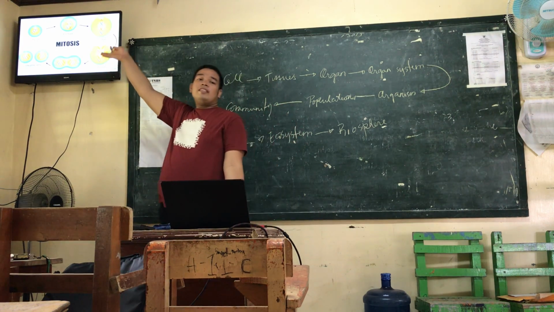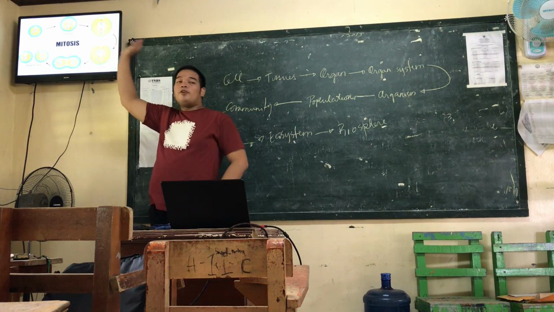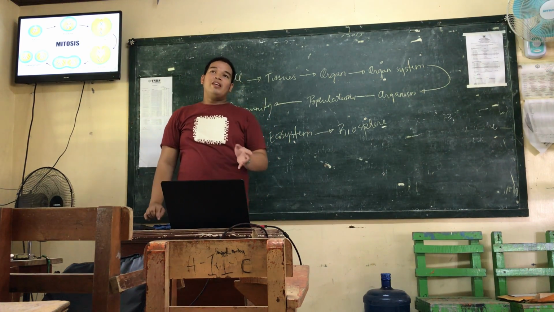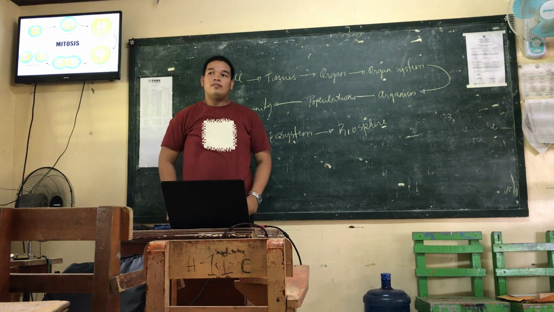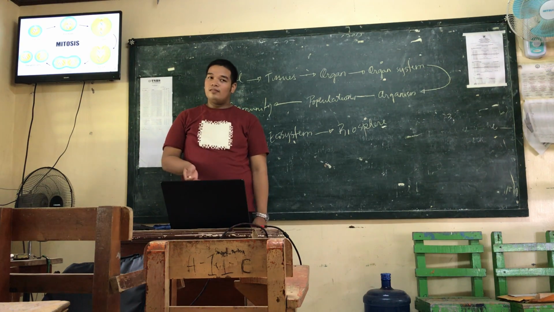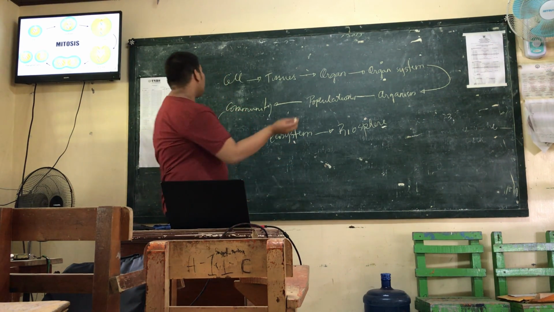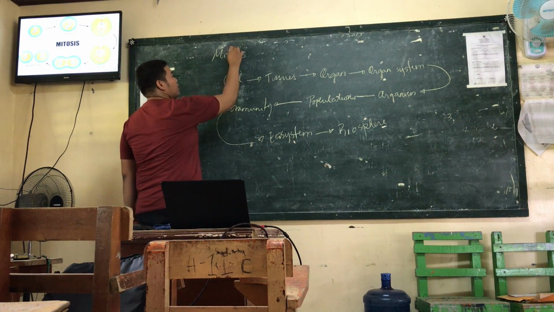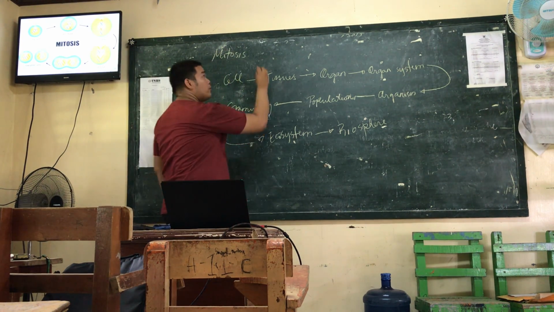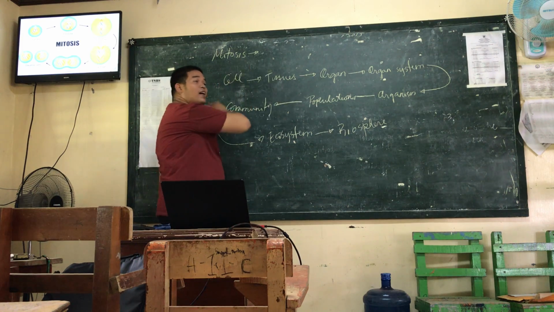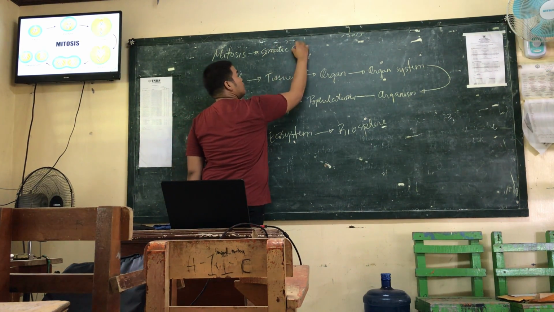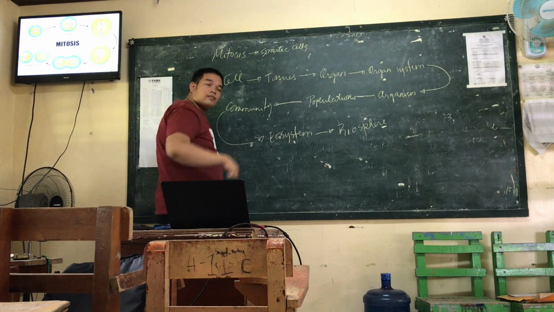Okay? Now let's talk about mitosis. Here you can see the diagram of the steps or the process of mitosis. But before we begin, are you familiar with this process? Okay, so when we say mitosis, it is a cell division that involves the division of our somatic cells. Are you familiar with the somatic cells? Yes, Mark.